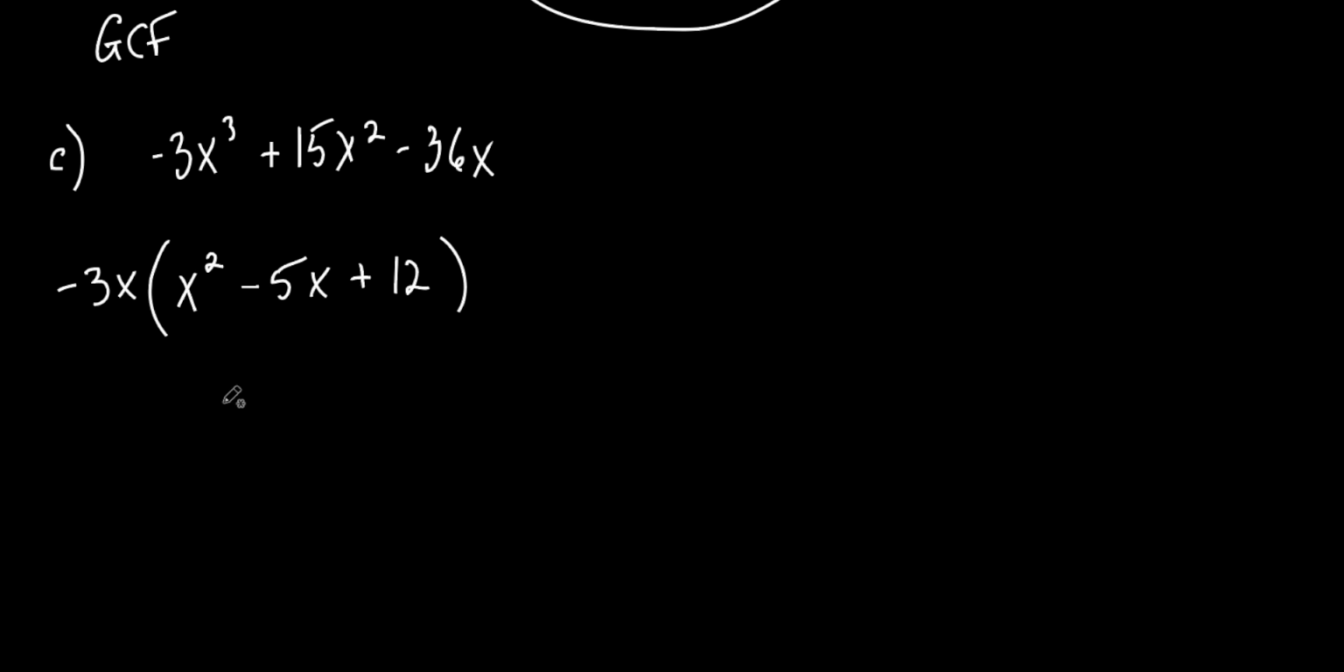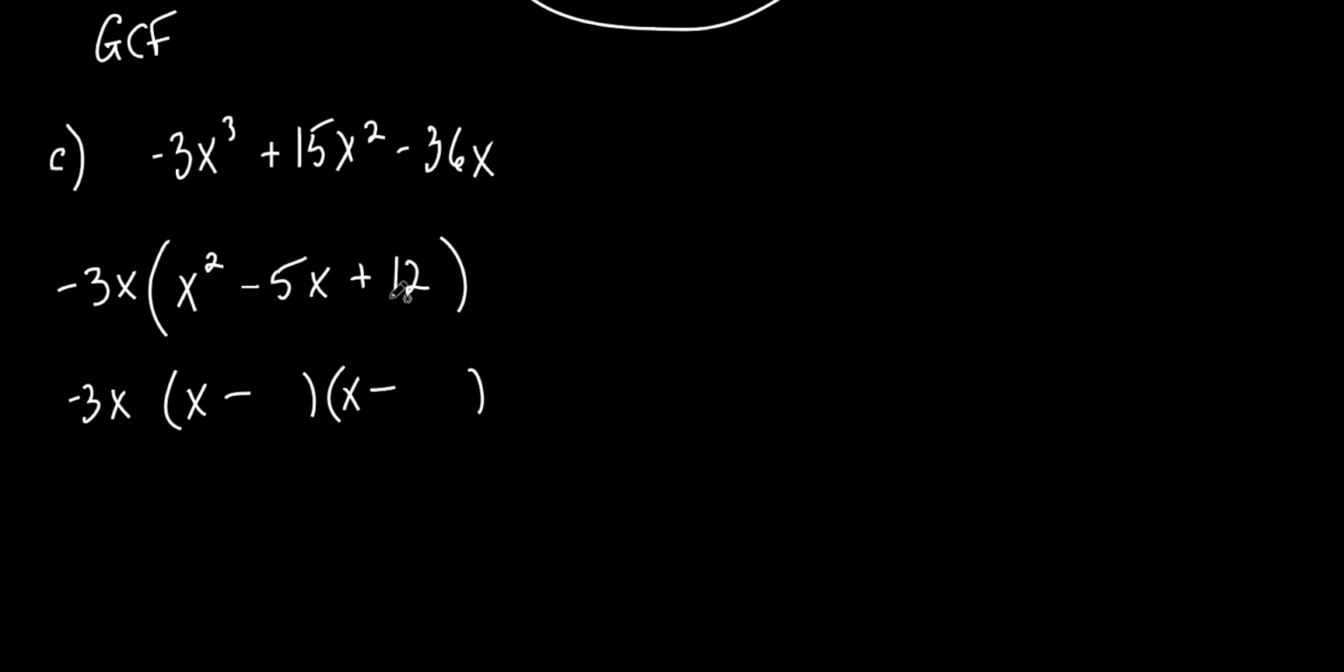Now, what we need to think of, we need to think what times what, and keep this negative 3x on the outside. What's the first part going to be? x and x, correct? These multiply to be positive, but they add up to be negative. So what are my signs going to be?